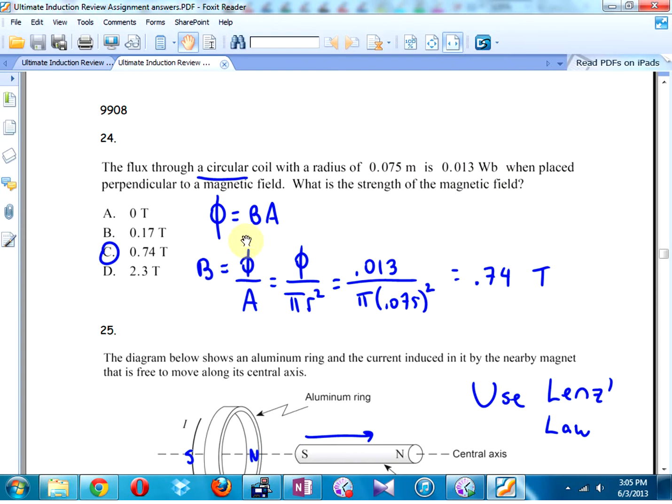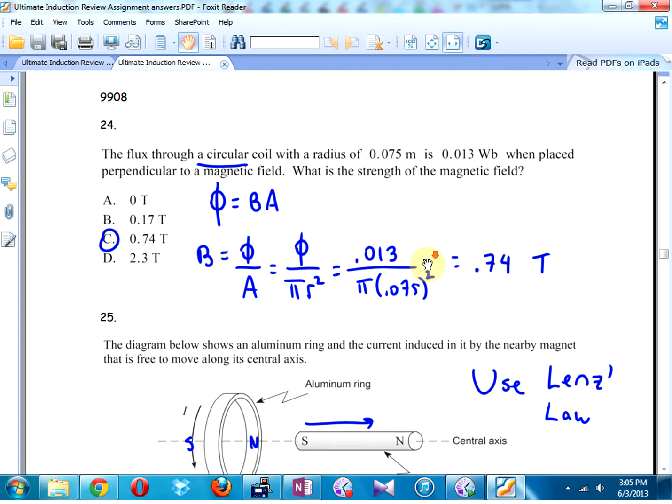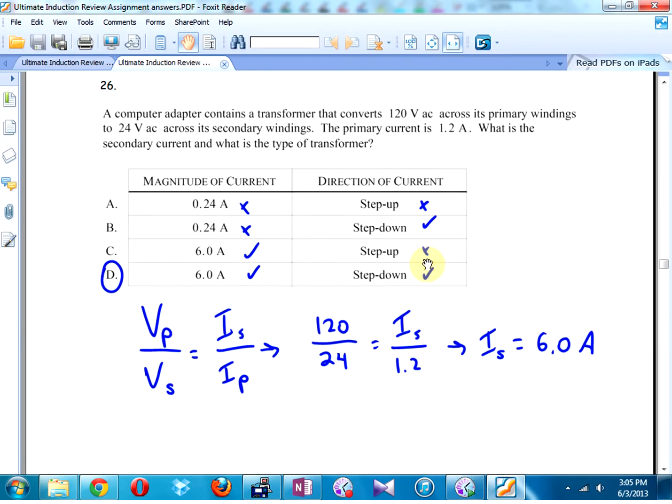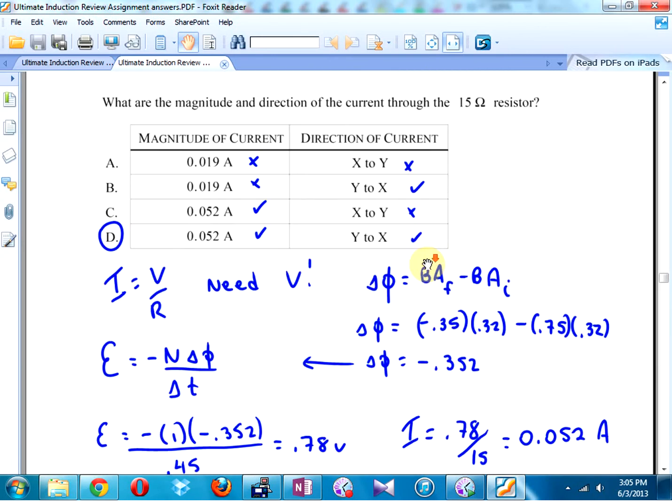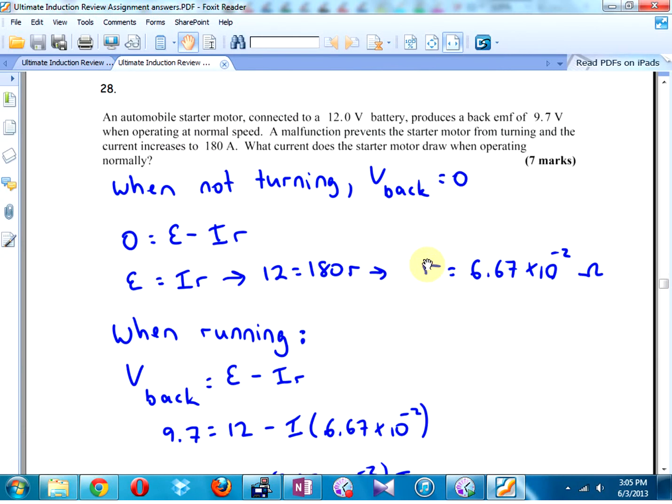Okay, what's the strength of the magnetic field? Flux is going to be B times A. B is flux divided by A, flux divided by pi r squared. Remember, flux is in Webers. Transformer again, sure. Yeah, he has a unit named after him.